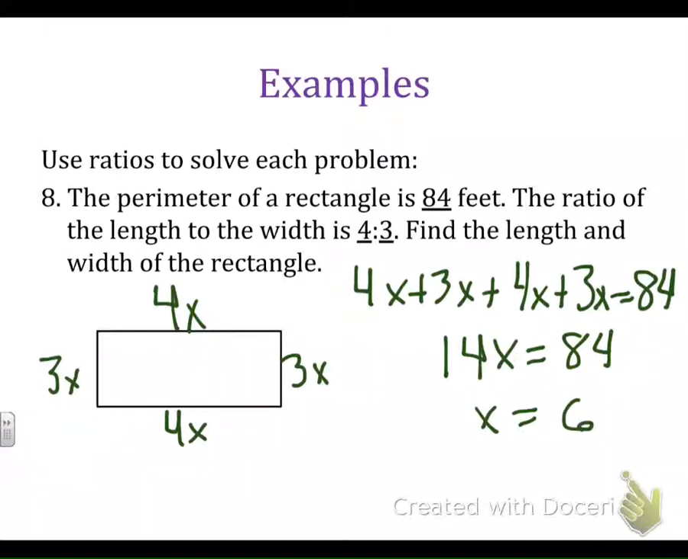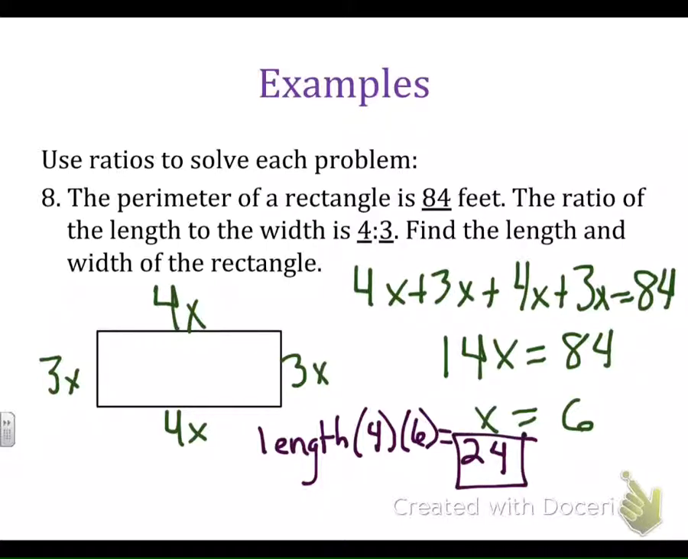Then we plug it in. So the length, we're going to do 4 times 6, which equals 24. The width is 3 times 6, which is 18.